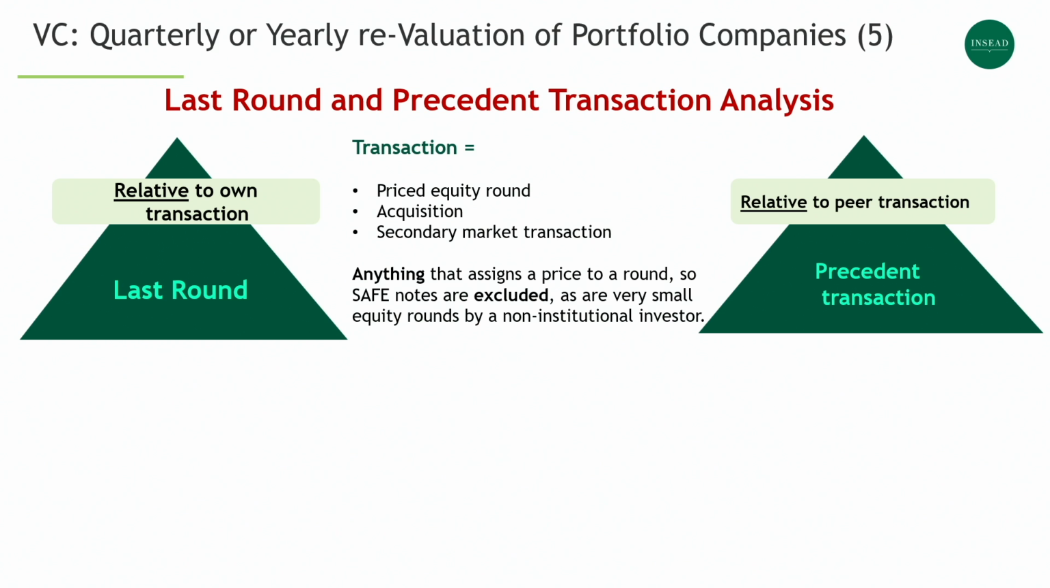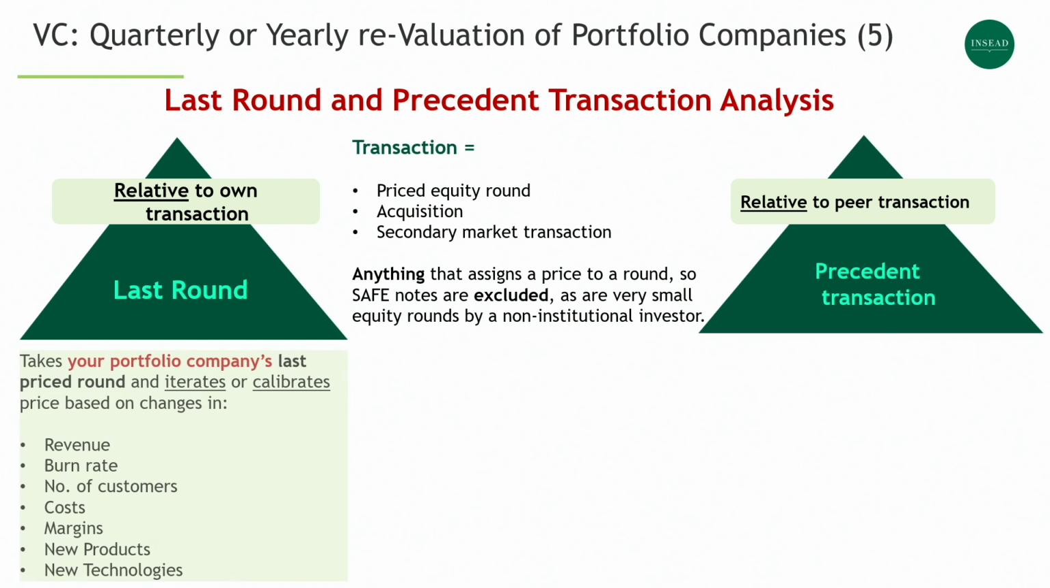Secondary market transaction, meaning we've seen a number of secondary shares change hands at a reasonable price. Now, anything that assigns a price to a round, so SAFE notes are excluded, as are very small equity rounds by non-institutional investors. We have at times small numbers of shares changing hands to small family offices and so on. They do not count as a proper transaction.